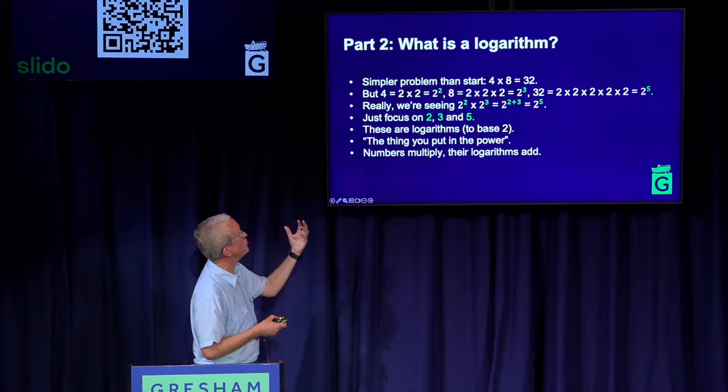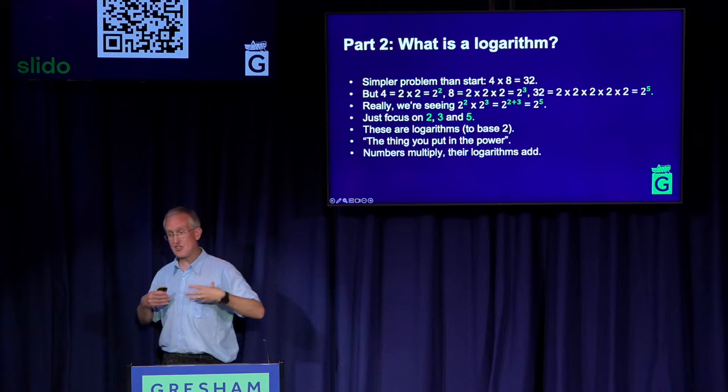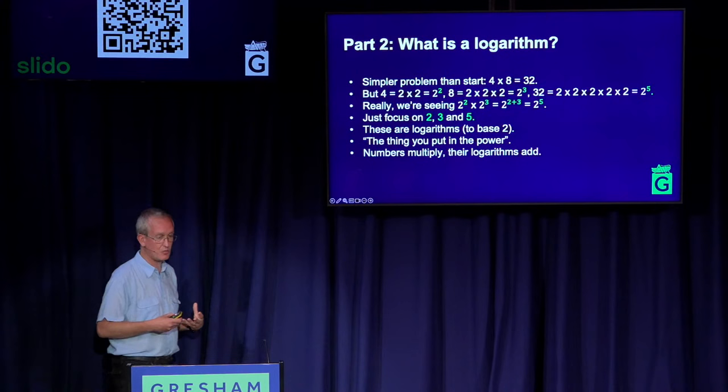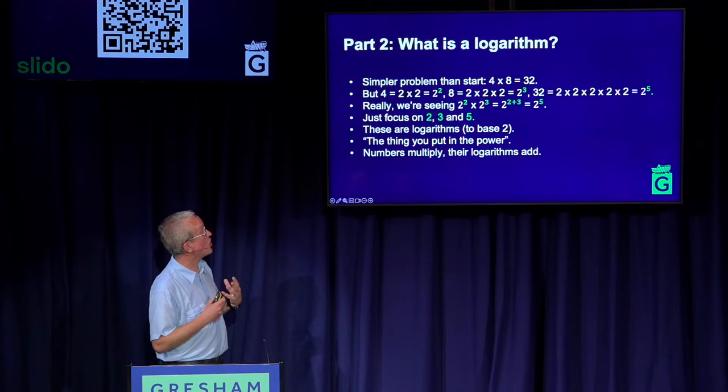So this is the idea here, that just by counting the factors of 2, seeing how many of these things there are, what's driving this, and you can see this in green, is that 2 to the 2 times 2 to the 3 is 2 to the 2 plus 3, which is 2 to the 5. So that's what's underlying this equation. The 4 times 8 is 32 that we know. We can also think about it as an equation that's to do with adding things up. So we can focus just on these numbers in green. We can focus on the 2 and the 3 and the 5. And these are the logarithms.